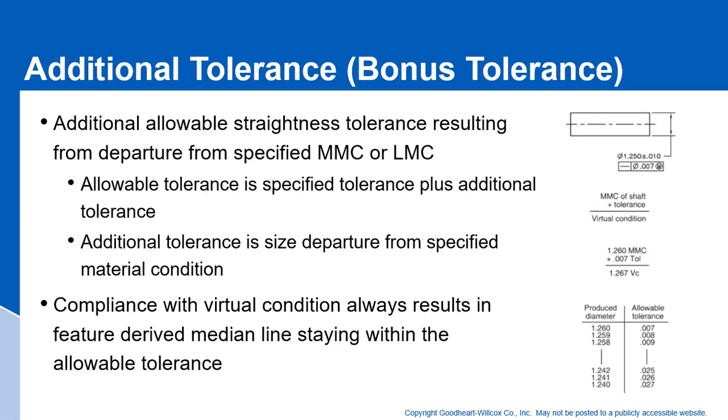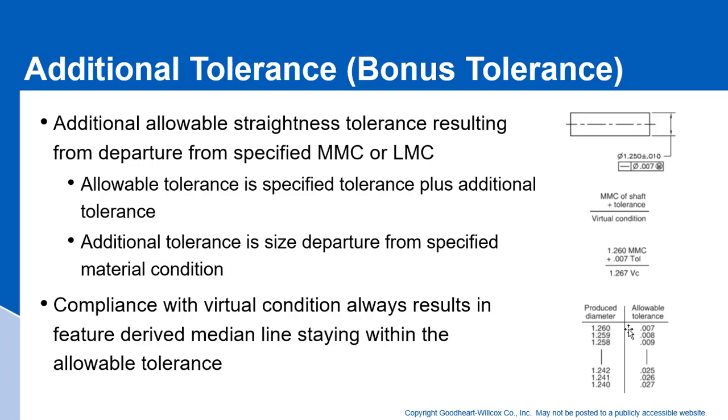So we're going to actually call it bonus tolerance now. Additional tolerance, allowable straightness tolerance, results from the departure from MMC. So the allowable tolerance is the specified tolerance zone plus the additional tolerance. Okay, there's our virtual condition. The additional tolerance is the size departure from the specified material condition.